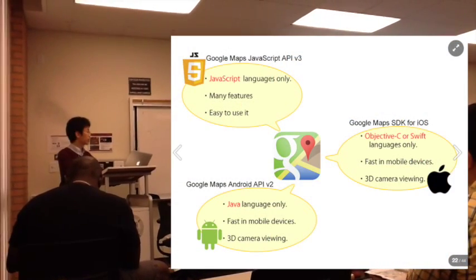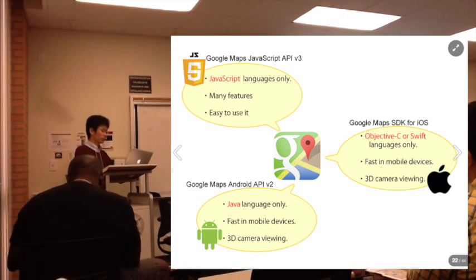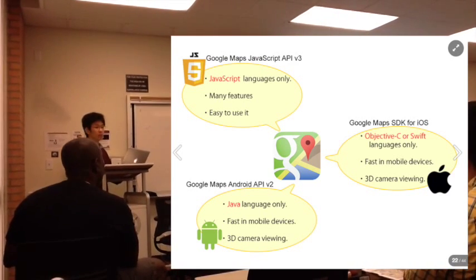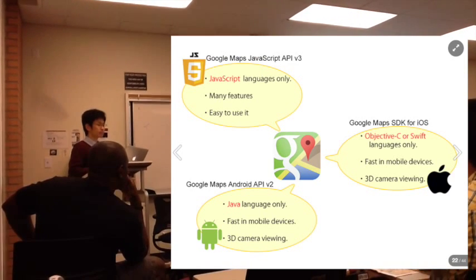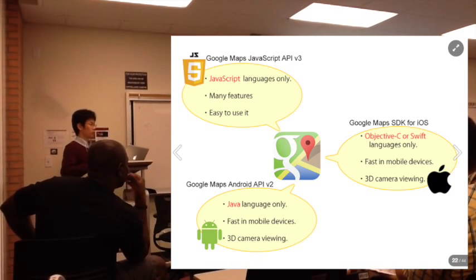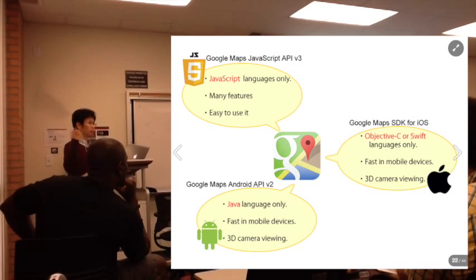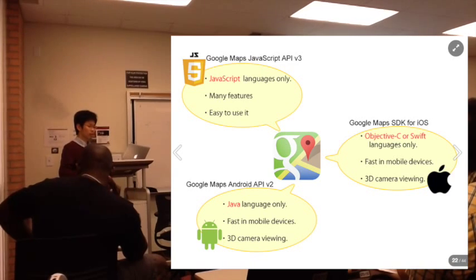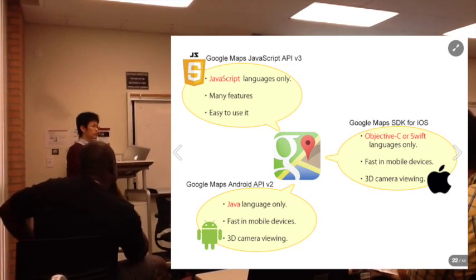Google Maps has several products. Google Maps JavaScript API v3 is the most popular API. You can create a Google Map on a web page. It runs on smartphones and desktop PCs. But it's slow. It's slower than native code.